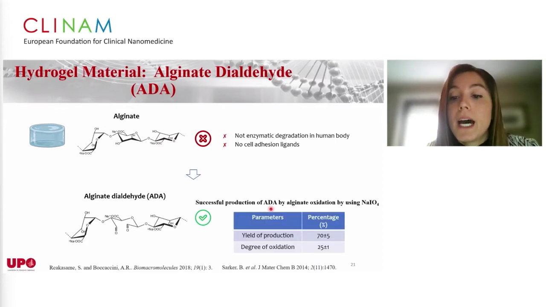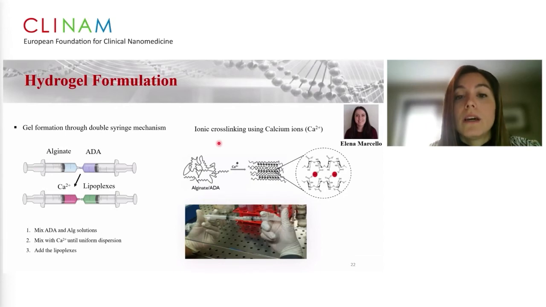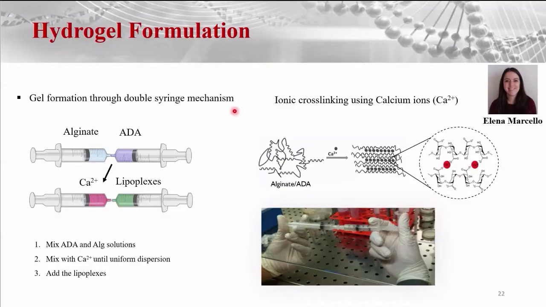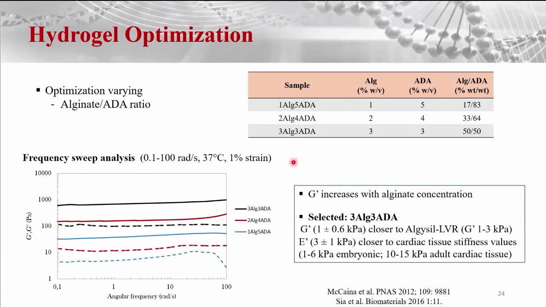We obtained a degree of oxidation of 25% and a production yield of 70%. The ADA hydrogel was formulated through ionic crosslinking using calcium ions through a double syringe mechanism. The ADA hydrogel composition was rheologically optimized, varying the alginate and ADA ratio in order to obtain viscoelastic properties closer to the Algisyl product.